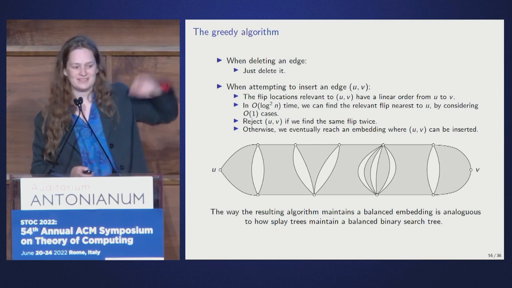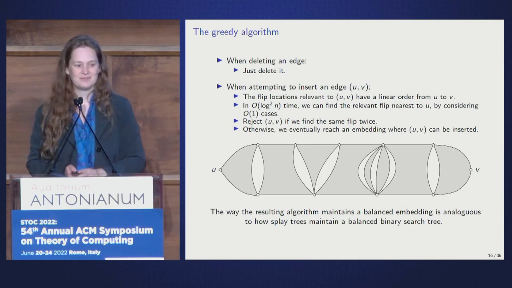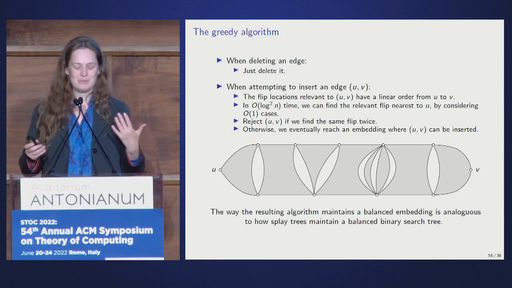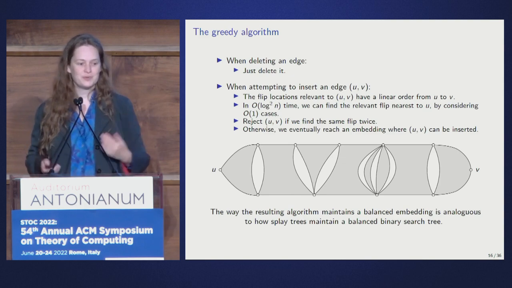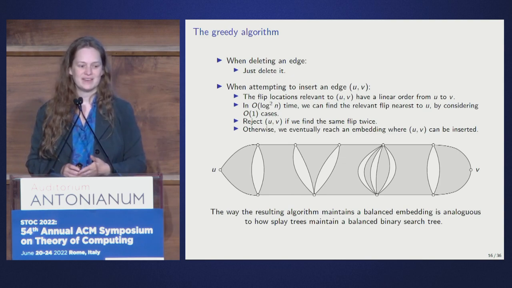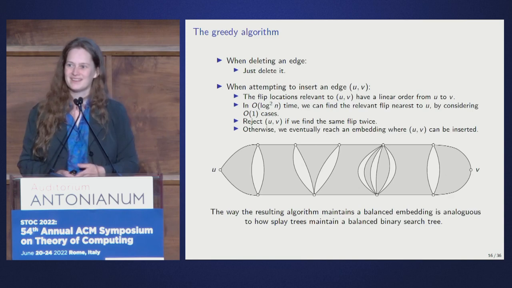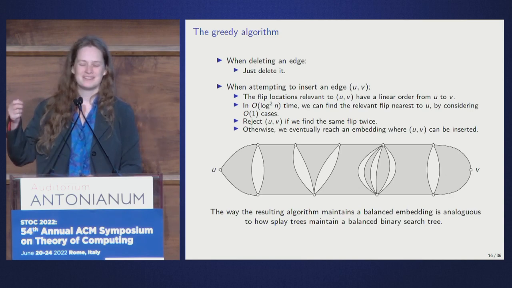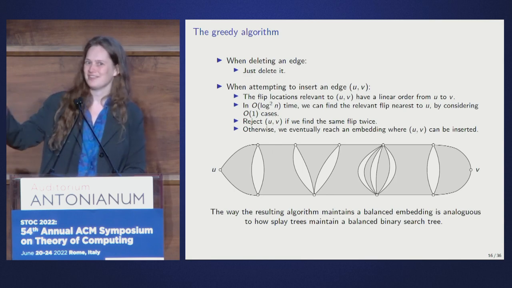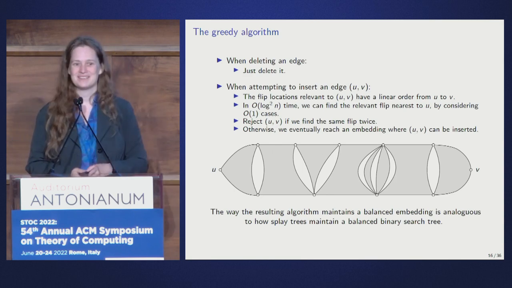And Jakob had this comment that the way that we maintain a balanced embedding is kind of analogous to how splay trees maintain a balanced binary tree. I think one of our students says that the depth of a node in a splay tree is amortized log n. Like, that's the kind of balance we get.